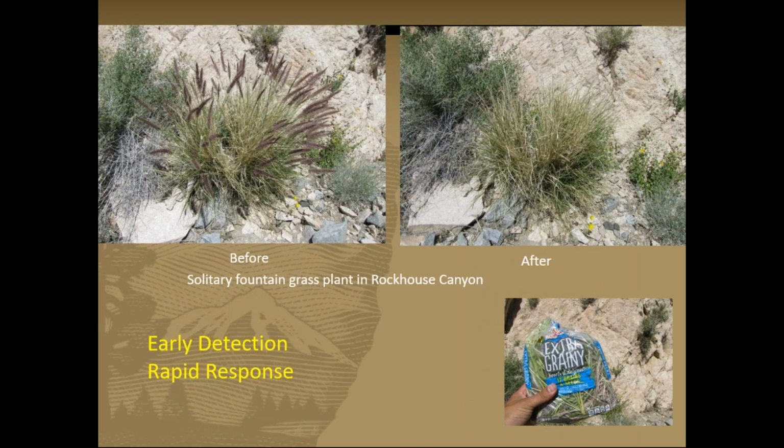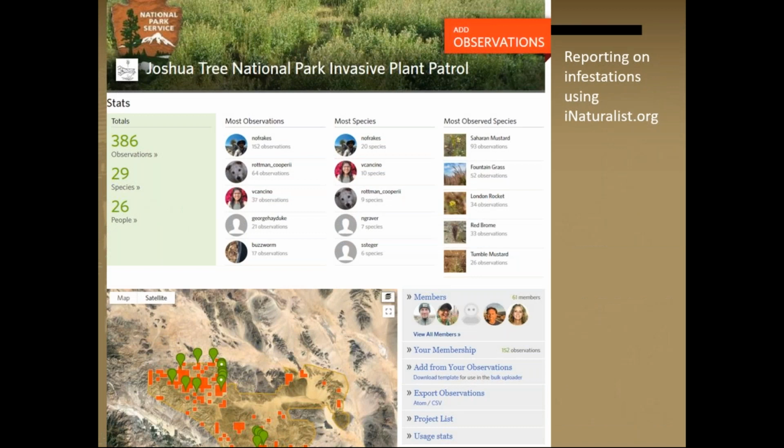So here's an example. This is in Rock House Canyon, a very remote part of the park. There's a lone fountain grass plant growing here. I happened to just be hiking here, and so I had my shears, and I clipped off all the fertile portions, and I put them in my bread bag that had previously been holding my lunch, and I packed them out. I took a photo of it, and I posted it on iNaturalist.